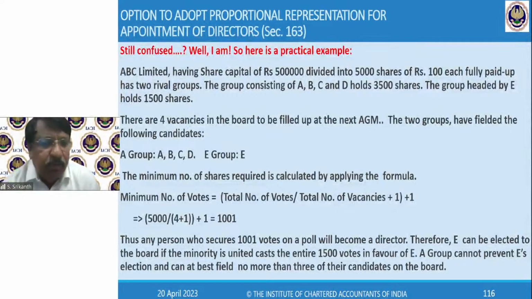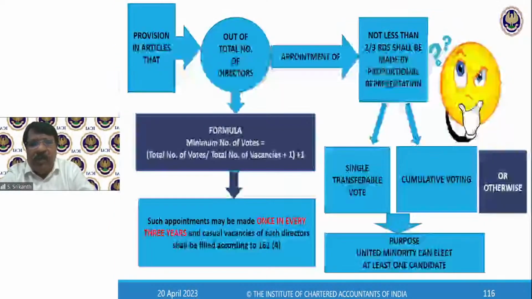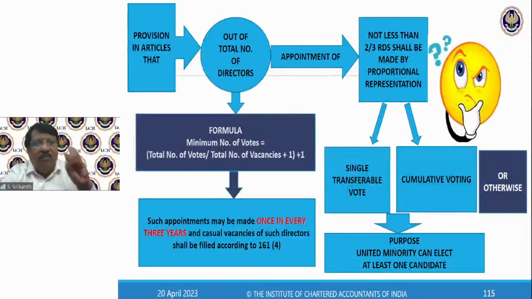ABC Limited, having share capital of 5 lakhs divided into 5,000 shares of 100 each, fully paid up, has 2 rival groups. Before we go on, what is the total voting power now? Means if all the equity share votes are cast, how many votes will be cast? 5,000. So the total voting power is 5,000. So total number of votes, 5,000.